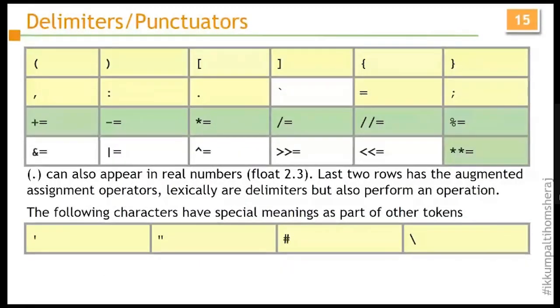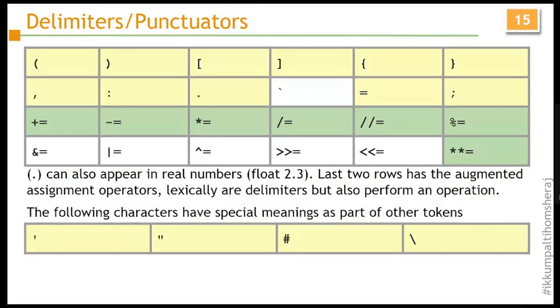Once again, in delimiters, you look at the colored boxes and white boxes. We have all those which are in our course present in the colored boxes, and those which are not in our course present in white boxes. So all these are known as delimiters. Now, the ones which are in green are also known as shorthand operations in Python. They perform arithmetic operations on the same variable with another variable. And dot can also appear in real numbers. So that is a different thing.